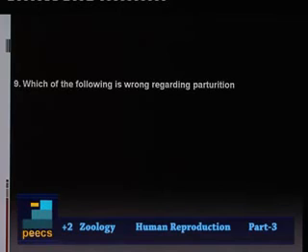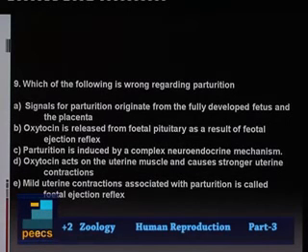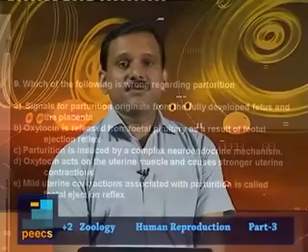Now coming to question number 9, which of the following is wrong regarding parturition? Some statements are given. Here is a set of statements. Option A, signals for parturition originate from a fully developed fetus and placenta. That is a correct statement. Option B, oxytocin is released from fetal pituitary as a result of fetal ejection reflex. You know, this is a wrong statement. Why? It is because actually from the maternal pituitary, oxytocin will be released due to the fetal ejection reflex.